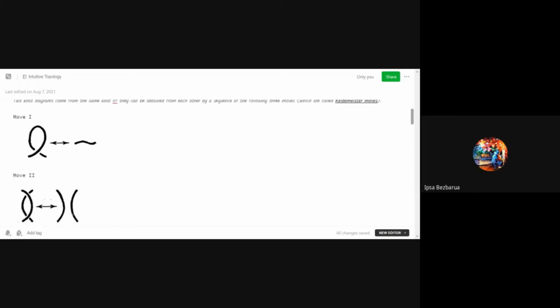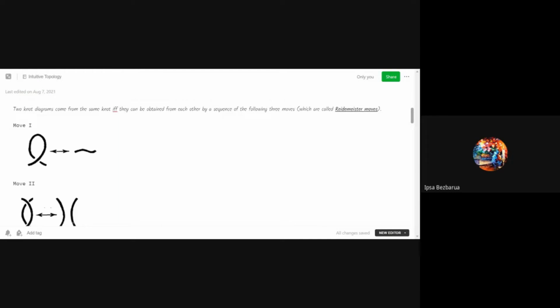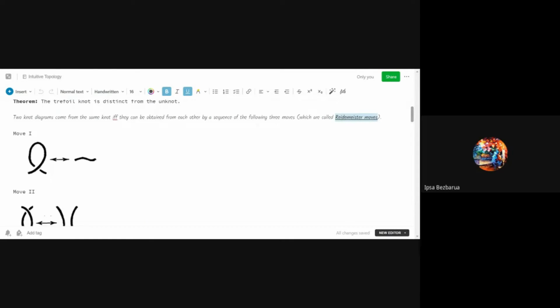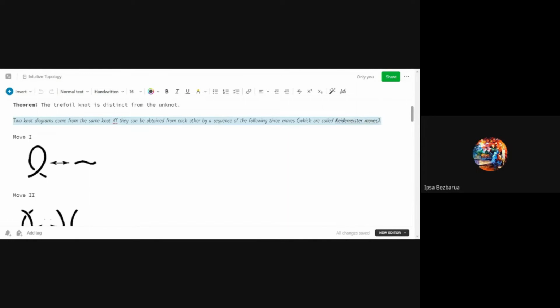There are these moves called Reidemeister moves, and they are of three categories. This is move number one. Reidemeister moves are a sequence of moves that you perform to deform a knot. And this is a theorem which we will not prove because the proof is pretty long: two knot diagrams come from the same knot if and only if they can be obtained from each other by a sequence of the following three moves, that is, the following categories of Reidemeister moves.